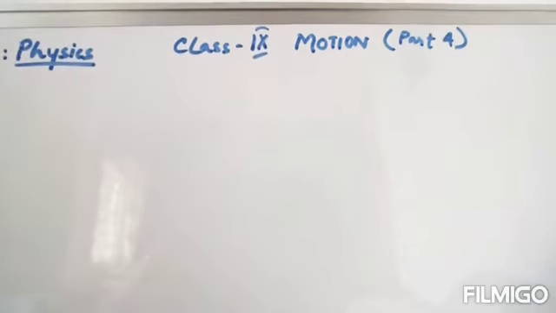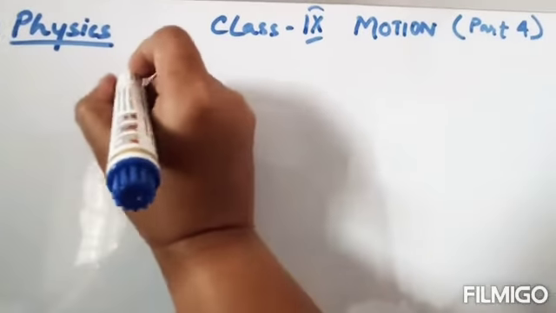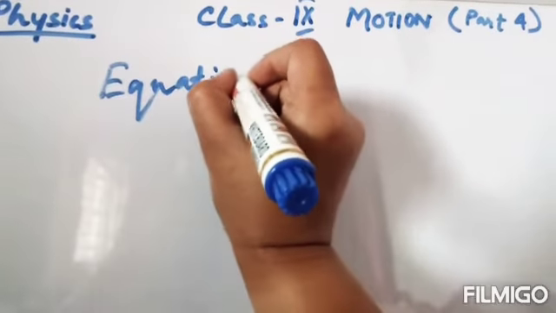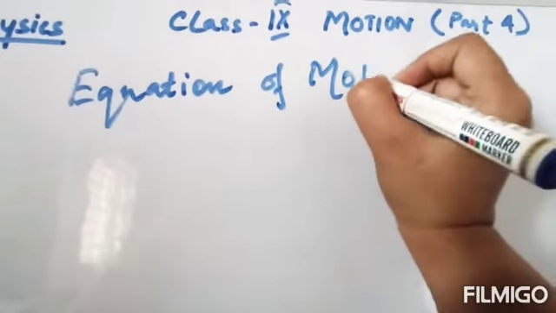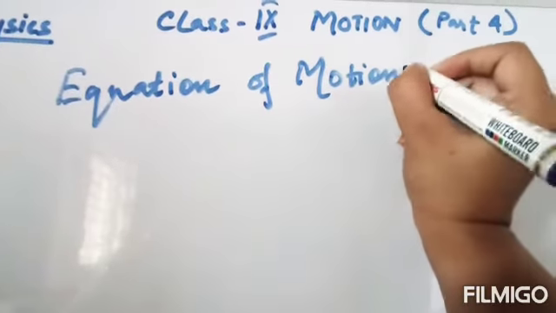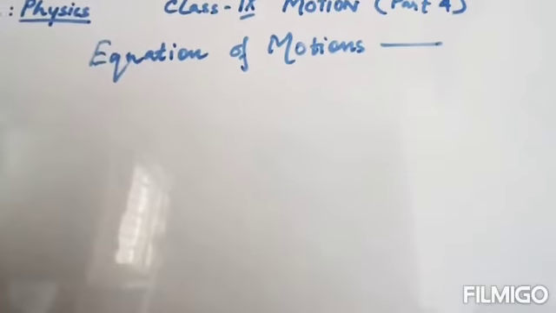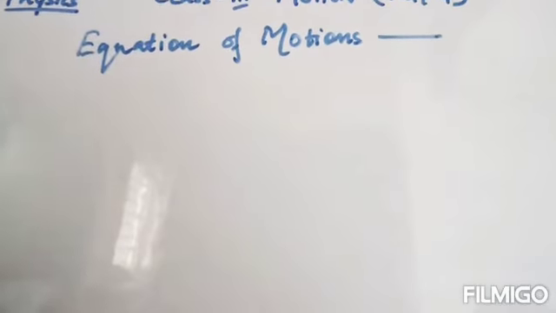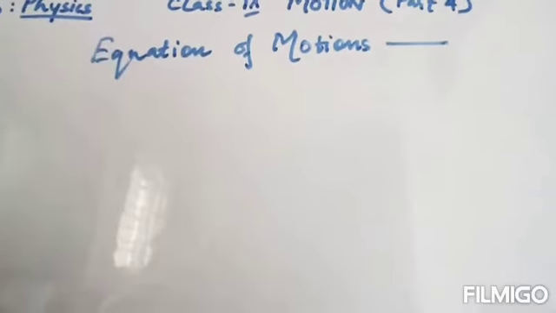Today we will be learning about equations of motion. Now what are equations of motion? Equations of motion are certain equations or formulas derived from these graphs so that it is easy for further calculation. Before moving on to the equations of motion, we need to know certain things that we have already learned.